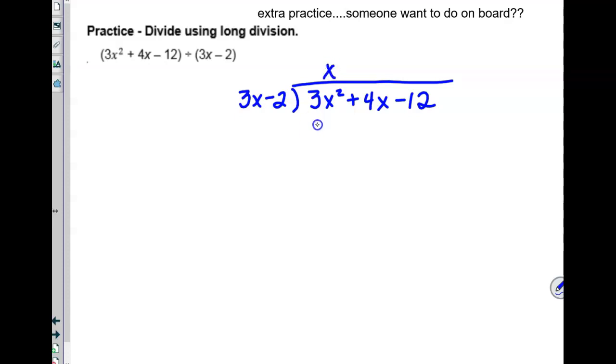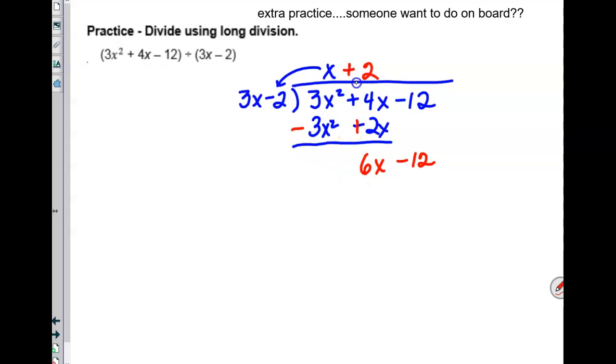Good job. That means you do x times 3x, which is 3x squared, and x times negative 2, which is negative 2x. And then you subtract that whole thing. Okay, so subtract, and this will change to add. And from that, you just have a 6x. And drop down another 12. In order to get 6x, you have to multiply by 2.